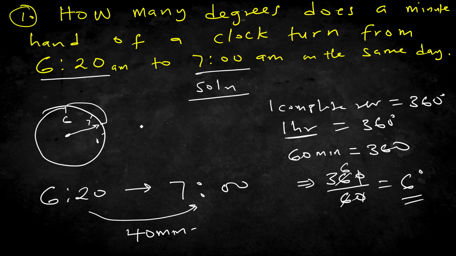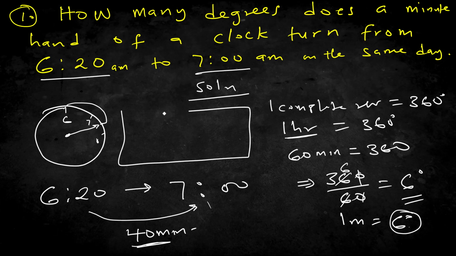All right, so we know that 1 minute is the same as 6 degrees. So to get 40 minutes, we have to multiply our 6 by the 40 to get the degrees. In short, the correct answer here will be 6 times 40, which is 240 degrees. As simple as that.